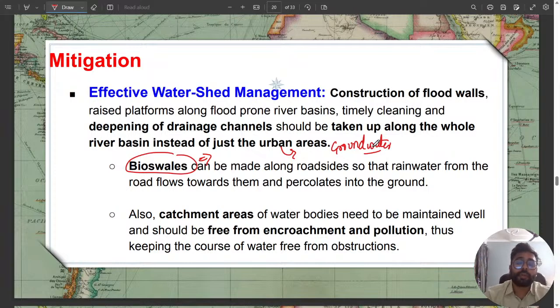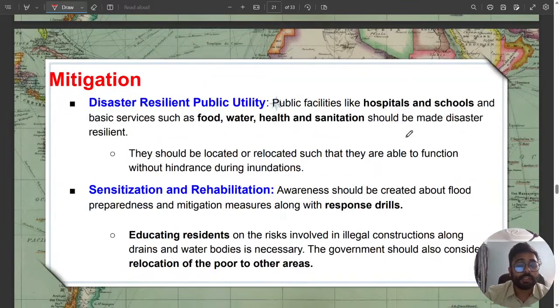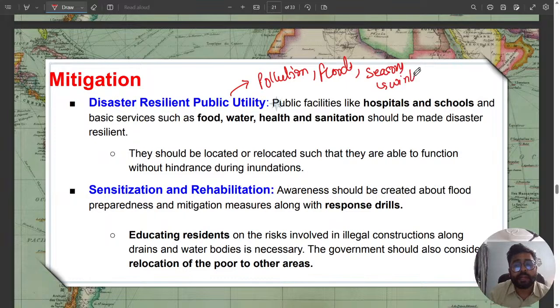Other than that, you can remove the illegal encroachment of all the low-lying areas in the city. Then working on pollution: promoting green transport, promoting public infrastructure, less congestion in the city. All these things will in a way reduce pollution and then reduce the urban heat island effect. This is one more mitigation strategy for tackling floods. And then developing disaster-resilient public utilities. So all the hospitals, schools, like, do you think it this way? All these natural and man-made disasters, let's say due to pollution, due to floods, due to seasonal peaks like aggressive winter and aggressive summer.